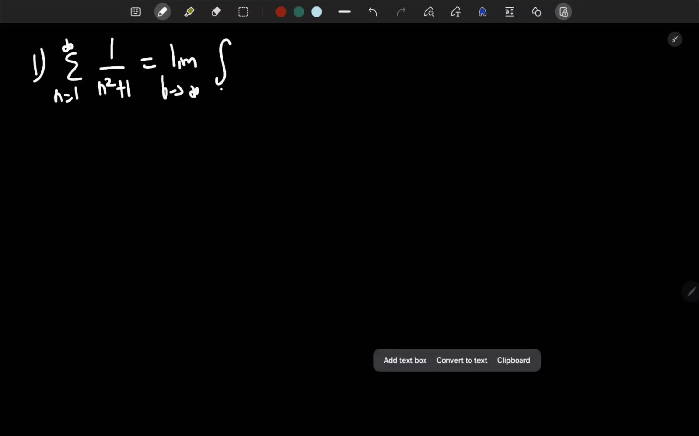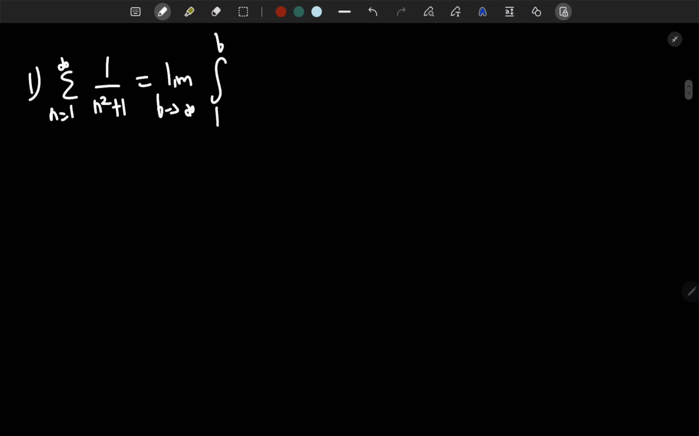So our next question is the series from n is equal to 1 all the way to infinity, and we have 1 over n squared plus 1. So first step again, let's replace the series with the integration. Limit from b approaching infinity, and the limits for the integration are 1 and b, and we need to replace n with x here. So it's going to be 1 over x squared plus 1 dx.